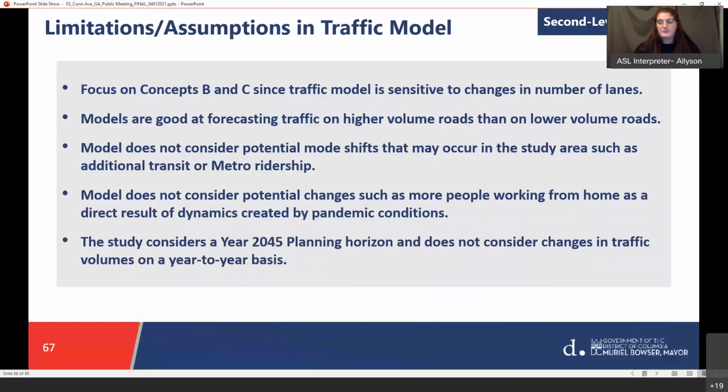So some of the limitations and the assumptions in the traffic model. As I said, we focused on Concepts B and C and the no-build, since the model is sensitive to changes in the number of lanes. Models are relatively good at forecasting traffic on higher volume roads than they are on lower volume roads. The model does not consider potential mode shifts that might occur in the study area, such as additional transit or Metro ridership, which we know may happen. The model does not consider potential changes, such as more people working from home as a result of the dynamics created by the pandemic. And the study considers a year 2045 planning horizon and does not consider changes in traffic volumes on a year-to-year basis.